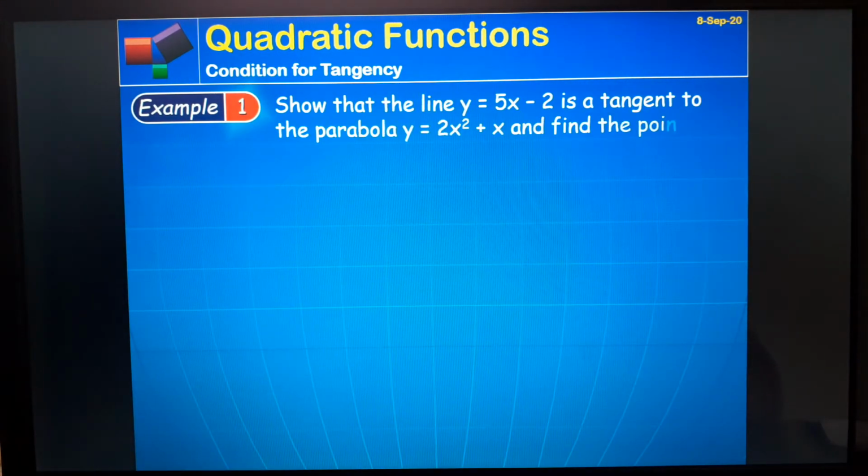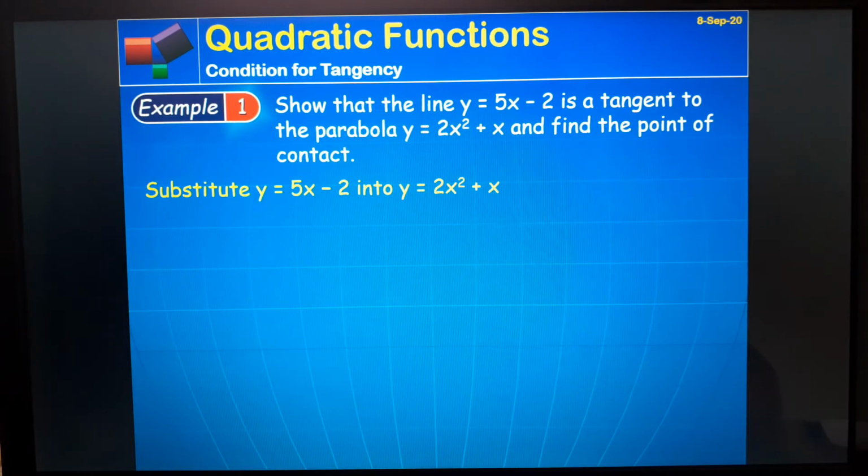Okay, so here we have an example. Show that the line y equals 5x minus 2 is a tangent to the parabola y equals 2x squared plus x, and find the point of contact. So the first thing we're going to do is combine these two together. Substitute y equals 5x minus 2 into the quadratic, which is y equals 2x squared plus x. Okay, so we have 5x minus 2 equals 2x squared plus x.